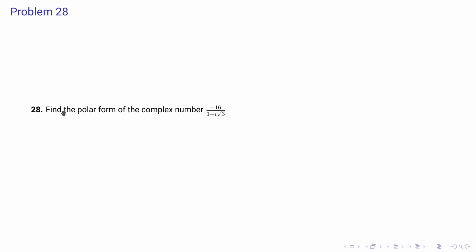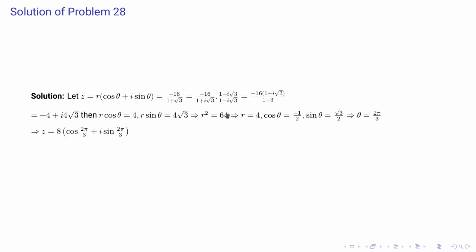Problem 28 says: find the polar form of the complex number minus 16 by 1 plus i square root of 3. So the polar form is given by z is equal to r into cos theta plus i sin theta. We take the value minus 16 by 1 plus square root of 3 i. We multiply it with 1 minus i square root of 3 and divide by the same value. So this becomes minus 4 plus i 4 square root of 3. So that means r cos theta is minus 4 and r sin theta is 4 root 3.